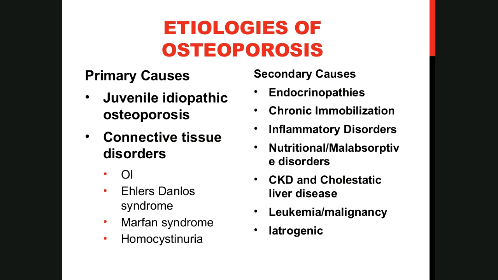As far as the secondary causes, this could include endocrinopathies such as endogenous Cushing's disease, hyperthyroidism, hypogonadism. Chronic immobilization is certainly a significant risk factor. So we see this, of course, in children with cerebral palsy or neuromuscular disorders like Duchenne's muscular dystrophy, any inflammatory disorder, you know, JIA or inflammatory bowel disease, malabsorptive conditions like cystic fibrosis, malignancy for sure, anorexia nervosa. And then, of course, there's also iatrogenic secondary osteoporosis due to agents like anticonvulsants, methotrexate, and then by far the most common cause of secondary osteoporosis in children and likely in adults is glucocorticoid therapy.